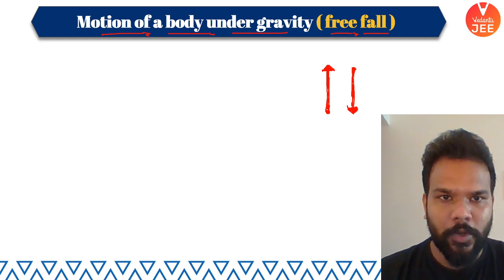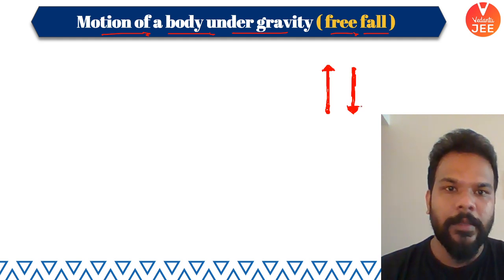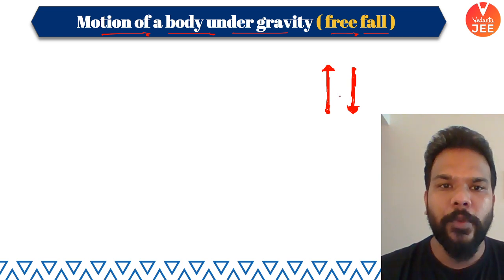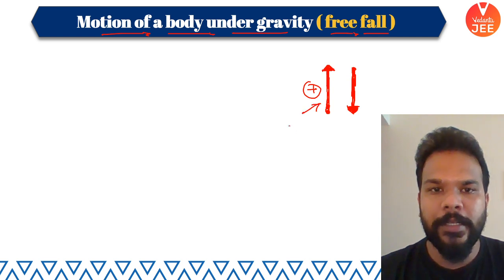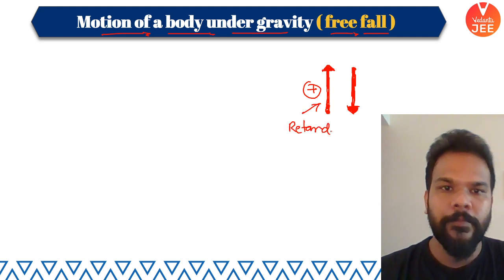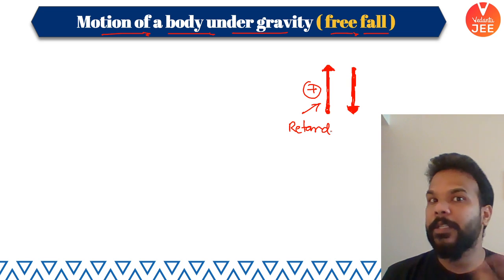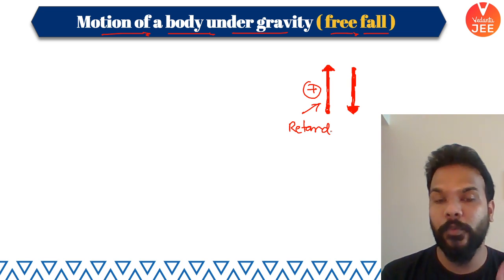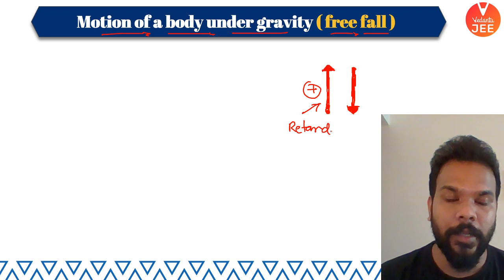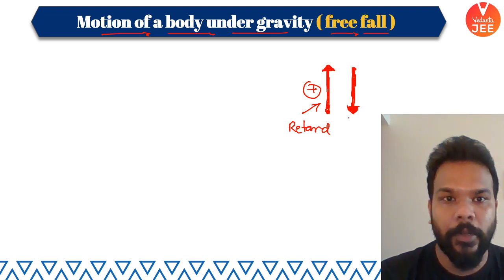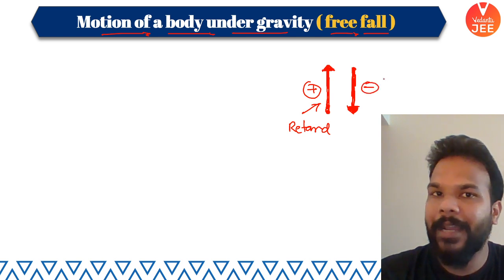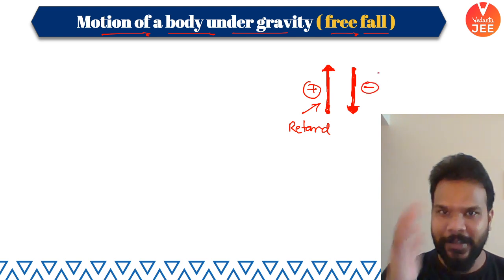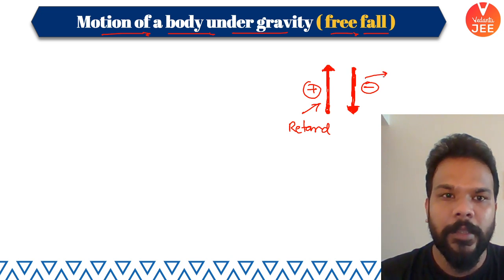But what I actually want to tell you here is that when the body is going to go up, it is going to travel in positive direction, but it is going to retard. When you throw an object upward, what happens to its speed? It decreases. So when the body is going towards positive direction, it's basically going to retard. And when the body is going to travel downward, we'll consider it to be traveling in negative direction. When a body is dropped, when it is moving downward, the body is going to accelerate.